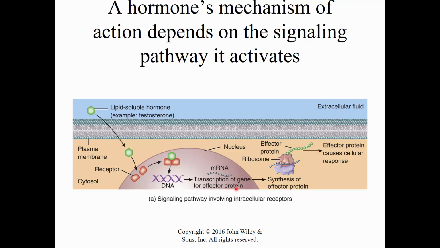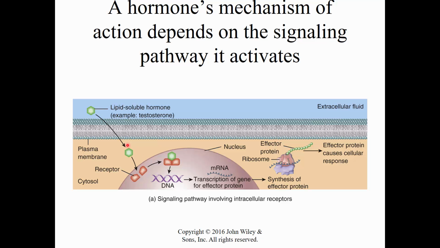Now this diagram shows you how a steroid hormone is going to work. So here's our lipid-soluble hormone. It could be testosterone or estradiol or any number of steroids. They diffuse into the cell. They can do that. They can diffuse across that lipid bilayer. And inside the cell, they're going to find its receptor.